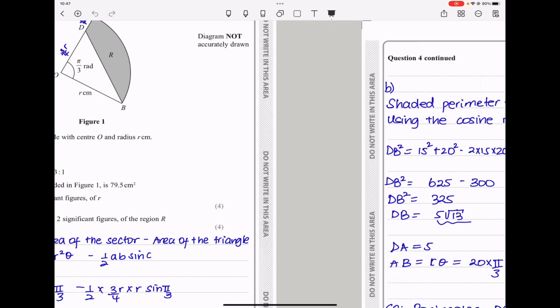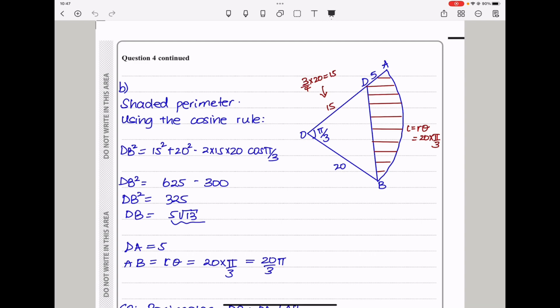In part B, they say, calculate the perimeter in centimeters to two significant figures of the region R. So again, this is my sketch. If I want to find the shaded perimeter, I need to find that, I need to find this, and I need to find that. To find this, I use the cosine rule. However, I needed to find this one here. Remember from my previous calculation, length OD is 3 over 4 the radius, which is 3 over 4 times 20, and that gives us 15.